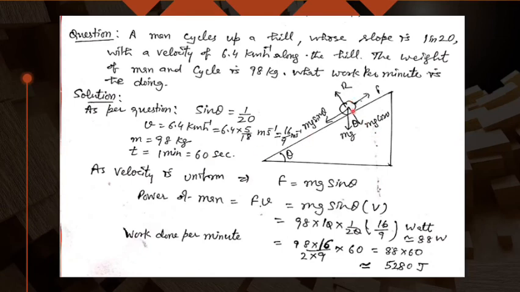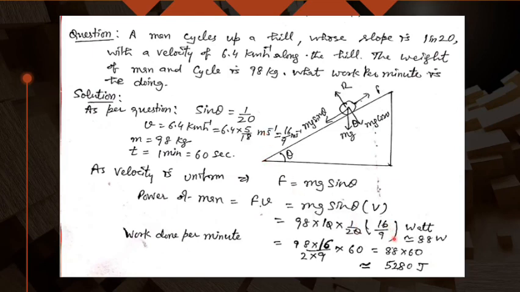So you can write the mg into component form, and I am able to get mg cos theta this side, mg sin theta this side. So mg sin theta is equating the force and mg cos theta is equating the normal reaction. So F is given by mg sin theta, and power is given by F into V. So you can put the value of force, which is equal to mg sin theta, into velocity V. We have already converted into meter per second. So you can put the values for mg.